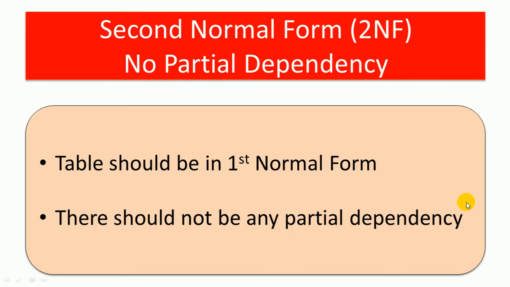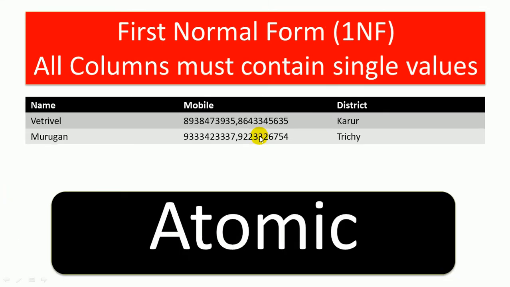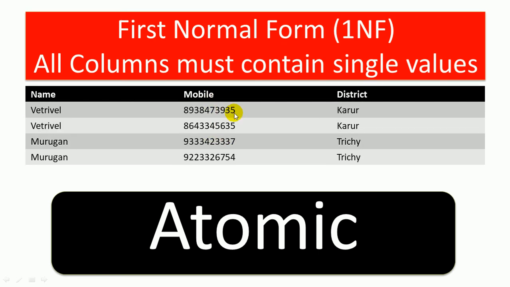For a table to be called second normal form, the first point it should satisfy is that the table should already be in first normal form. So what is first normal form? We did this in our last video. We had multi-valued attributes in the column mobile. Two mobile numbers were there in a single column, I mean a single cell. So we reduced it to a single valued attribute, and made this table satisfy first normal form. So this is what first normal form is.